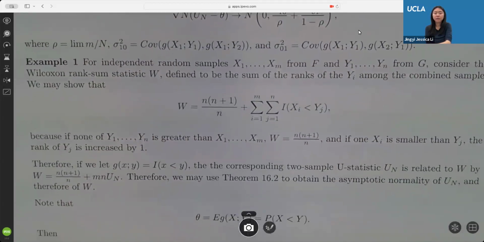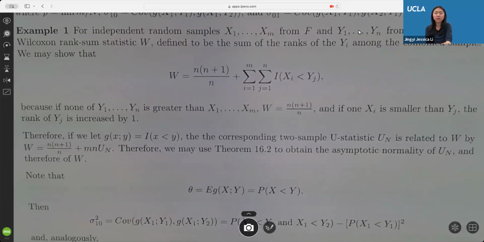Let's look at this example, which is the Wilcoxon rank sum test. For independent random samples x1 to xm from F and y1 to yn from G, consider the Wilcoxon rank sum statistic W, defined to be the sum of the ranks of yi among the combined sample. In other words, we pool x1 to xm, y1 to yn, these m plus n things together. We call that the combined sample. Then we record the ranks of y1 to yn in the combined sample and take the sum. That's why it's called the rank sum test, right?